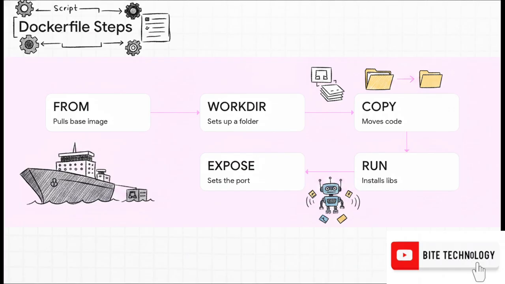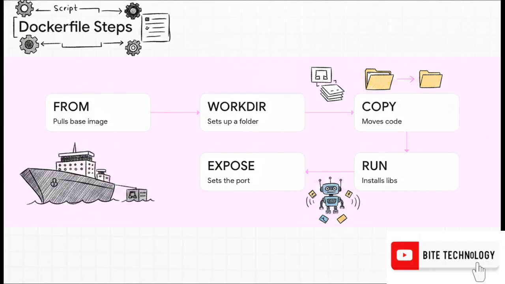But what about your own custom application code? Well, for that, you're going to write a Dockerfile. Think of a Dockerfile as a simple script of sequential instructions used to build your app's completely unique image. And it reads almost like plain English. Step 1. FROM node:18. That pulls that pre-cooked base image we just talked about.